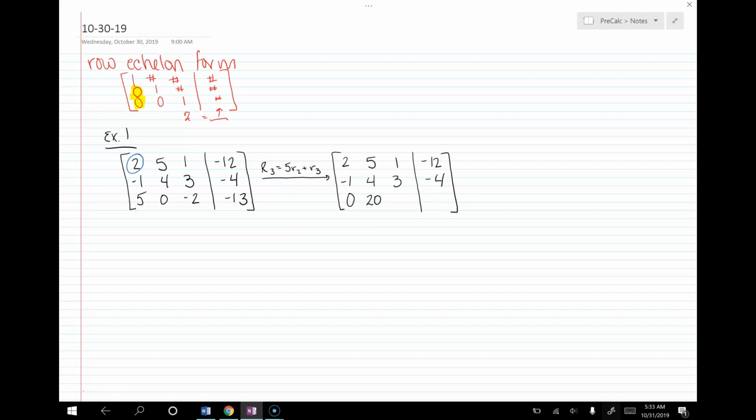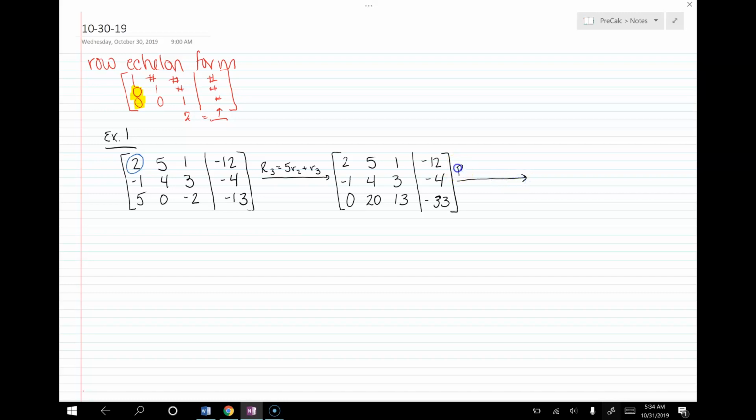And then 5 times 3 is 15, plus negative 2. Oh gosh, sorry, I was looking at my answer key incorrectly. It's 13. And then 5 times negative 4 is negative 20, plus negative 13 gives us negative 33. Okay, so we have our first 0. Now let's get the second 0 in the second column.